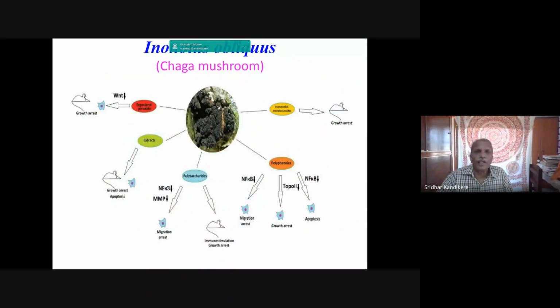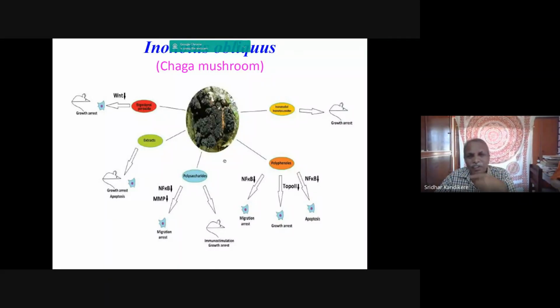So this is referred to as chaga mushroom, Inonotus obliquus. This is a very nice mushroom. When it is in the young stage and near maturing stage, it has a very good crimson red color. It looks like a red-brown ball kept on the canopy of the tree. It always grows in the canopy of the tree.